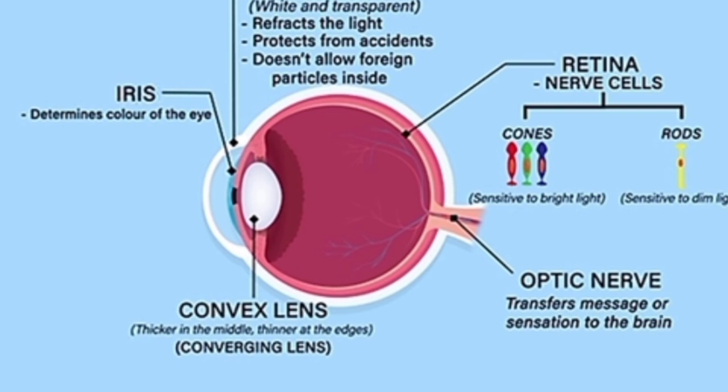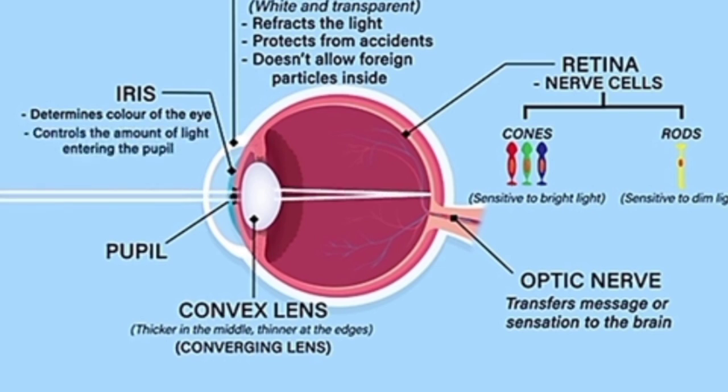Pupil. It is a small hole in the iris through which light enters the eye. Ciliary muscles. They hold the lens in position and help in modifying the curvature of the eye lens. Retina. It is the light-sensitive surface of the eye on which the image is formed. It contains light-sensitive cells known as rods and cones. And last, optic nerve. It transmits visual information from the retina to the brain.